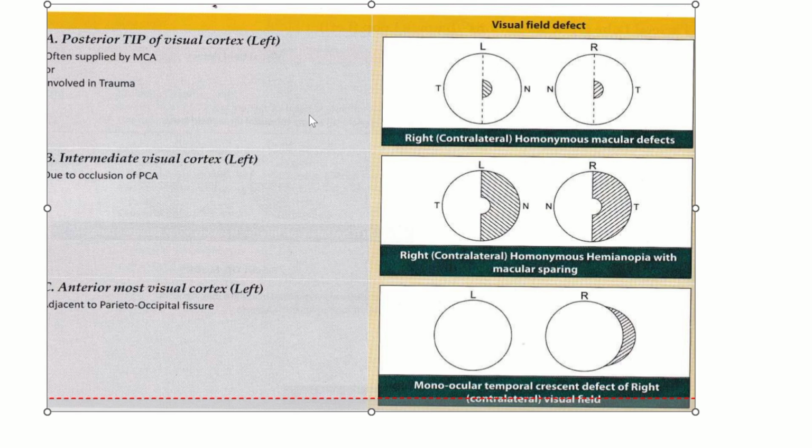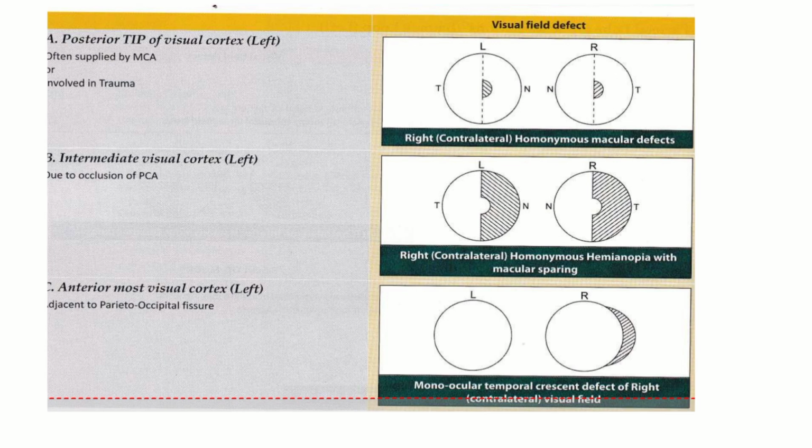So this is all about the visual field defects that we can see in the visual pathway. This is all. There is nothing much.